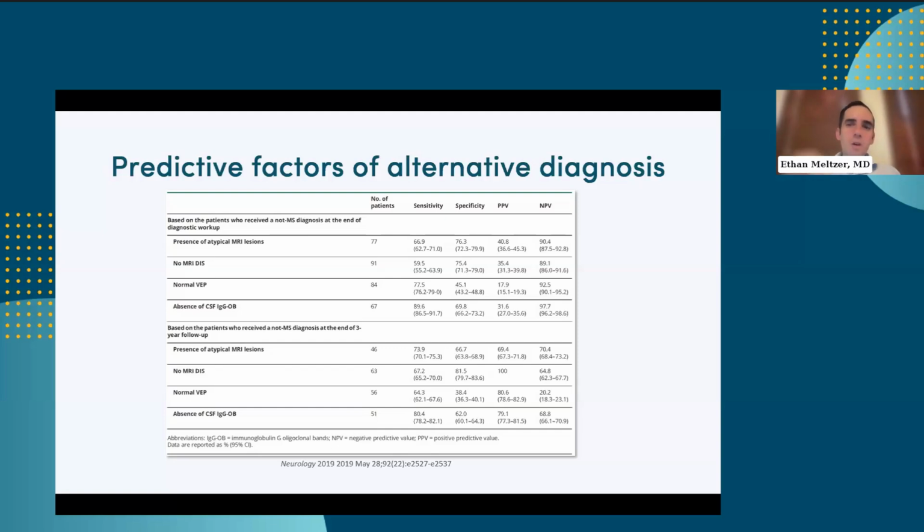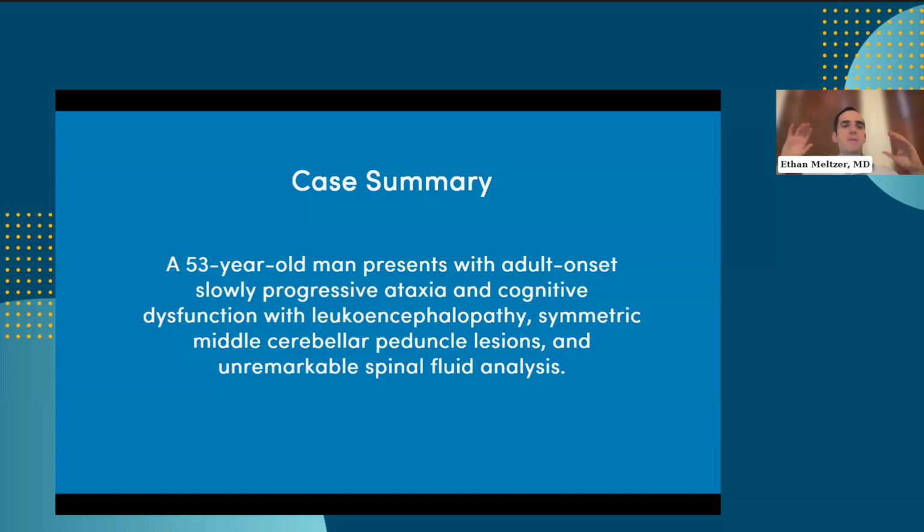So, going back to our case, just putting this together, what we have here is a 53-year-old man who has this slowly progressive syndrome that I would define as cognitive cerebellar with this leukoencephalopathy, right? And within the MRI, the notable feature that stood out to me was, there's nothing that's very specific in terms of spinal cord lesions, but he has this kind of odd symmetric middle cerebellar peduncle lesions. And then he has this absence of oligoclonal bands.